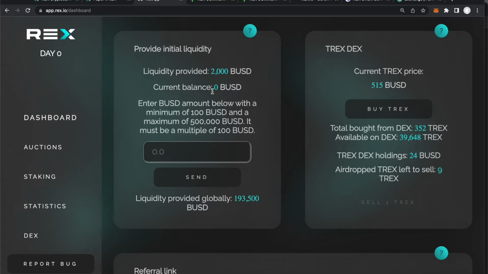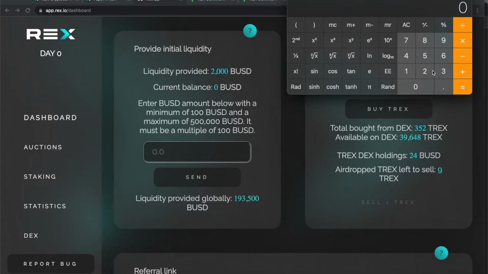So I know that if the total amount is 200,000, and I don't contribute anymore, that looks like about 1% of the total liquidity provided. I'll just double check that because my math is not my strong suit. So 2,000 divided by 200,000. And yes, that's 1% of the total liquidity provided.